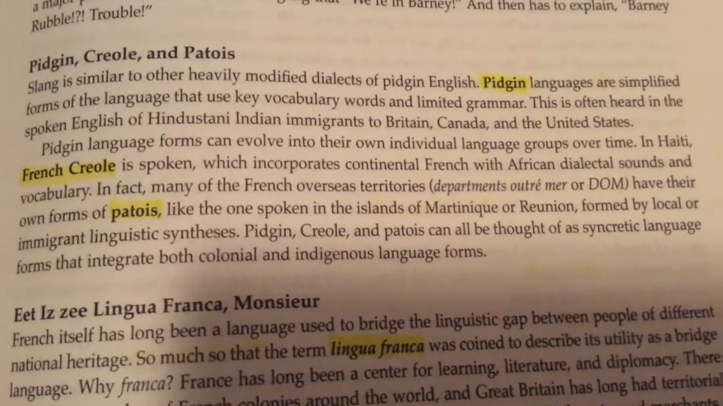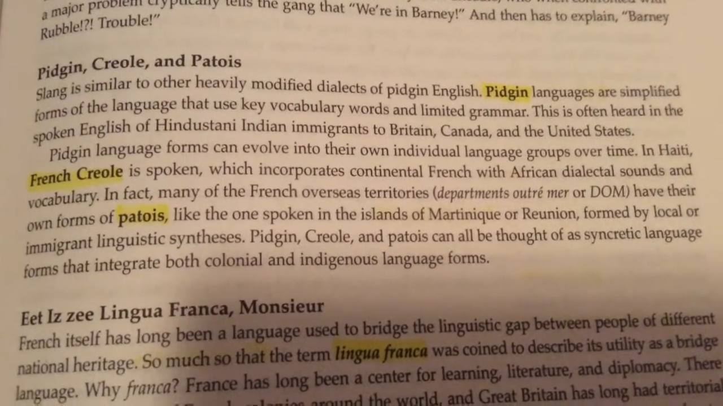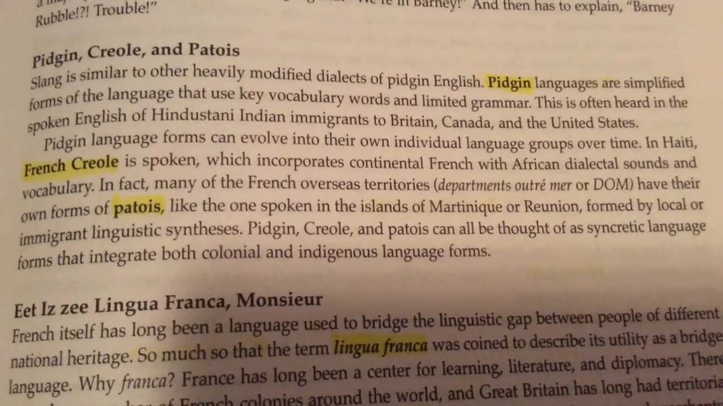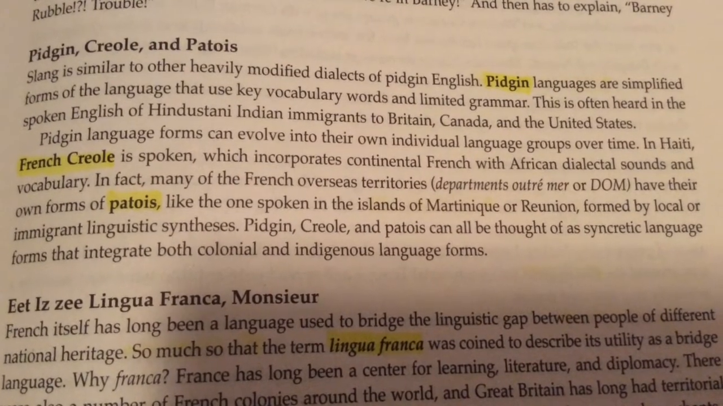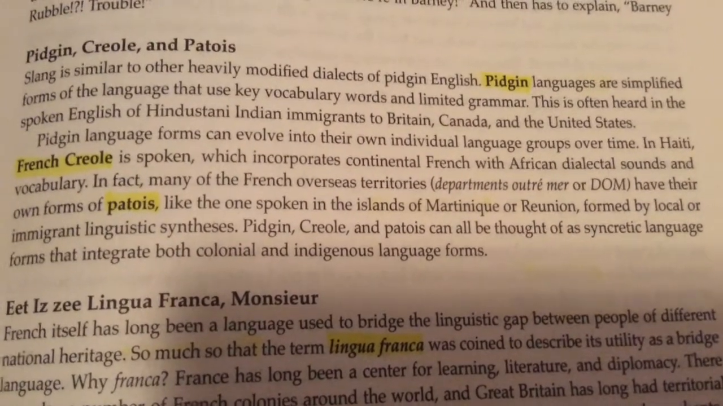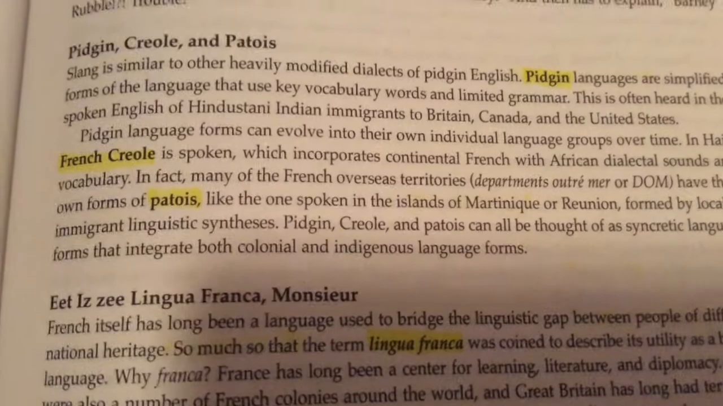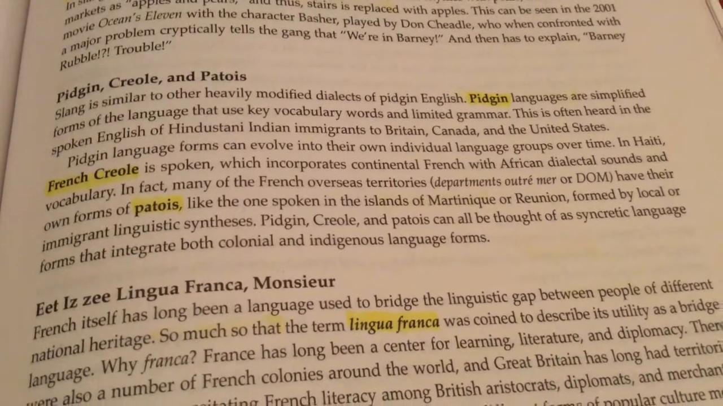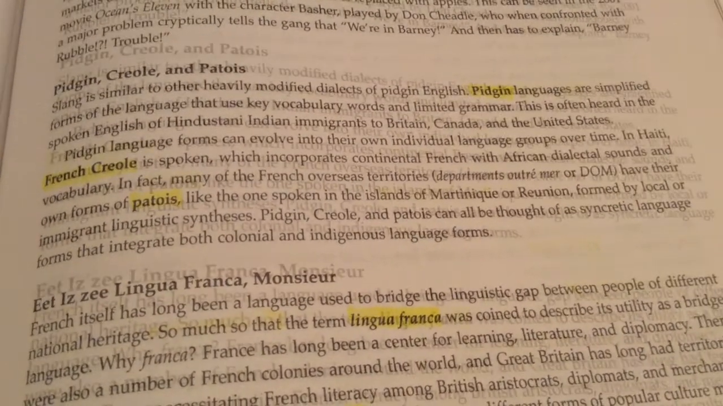A pidgin language is basically a simplified form of a base language that uses key vocabulary words and some grammar, but it's limited. As you can see, this is often heard in the spoken English of Hindustani Indian immigrants to Britain, Canada, and the United States. That would be a pidgin. A Creole occurs when a pidgin language evolves into its own individual language group over time. A Creole language is essentially a pidgin language that evolves into the primary language for a group of people.